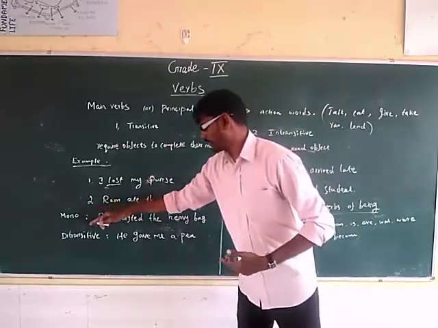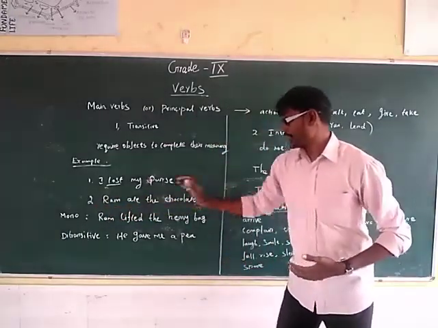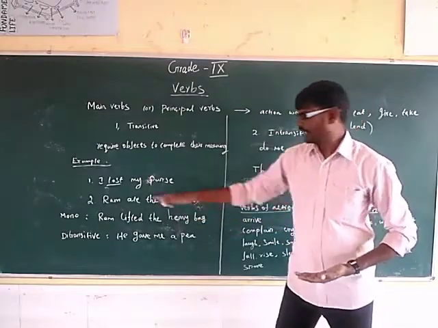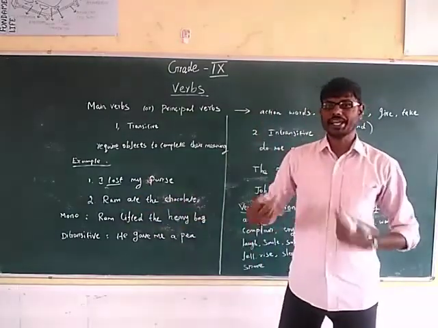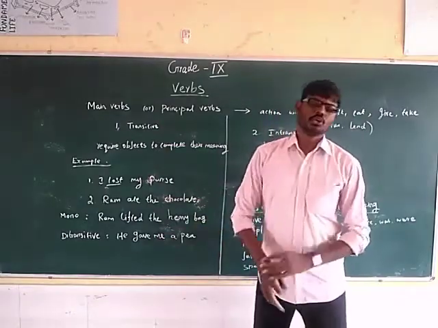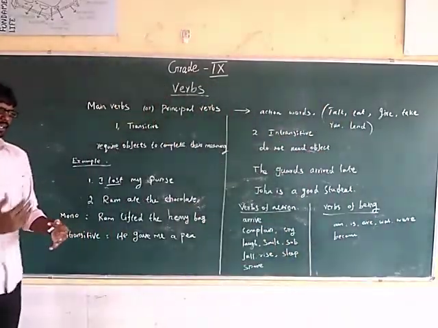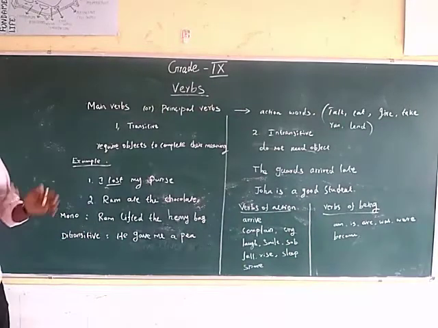Let's look at some more examples. Ram ate the chocolate. Ram ate what? Chocolate. Chocolate is the object. Ate is a transitive verb. So a transitive verb takes an object. You have to understand that a transitive verb takes an object.